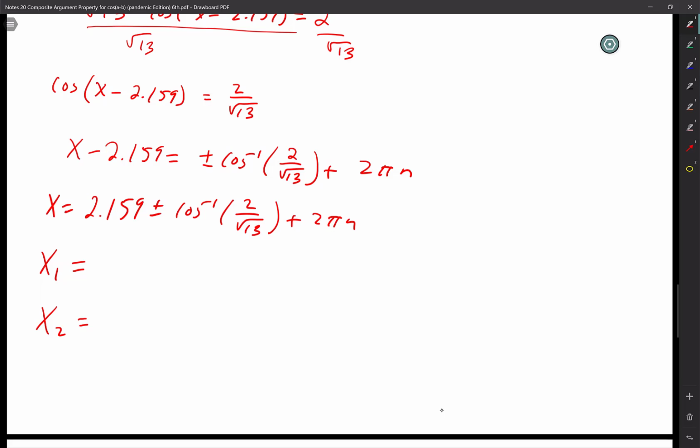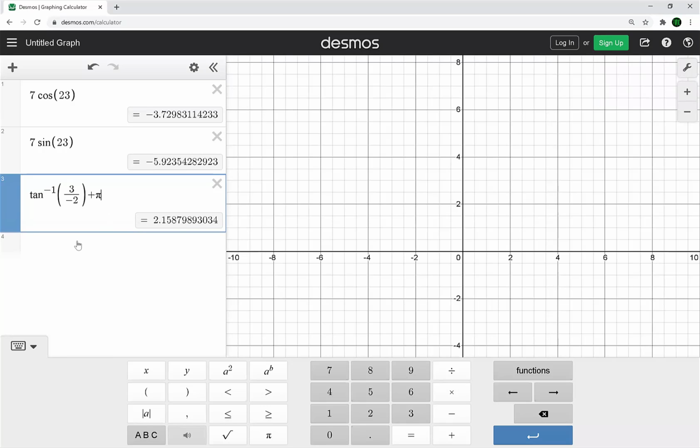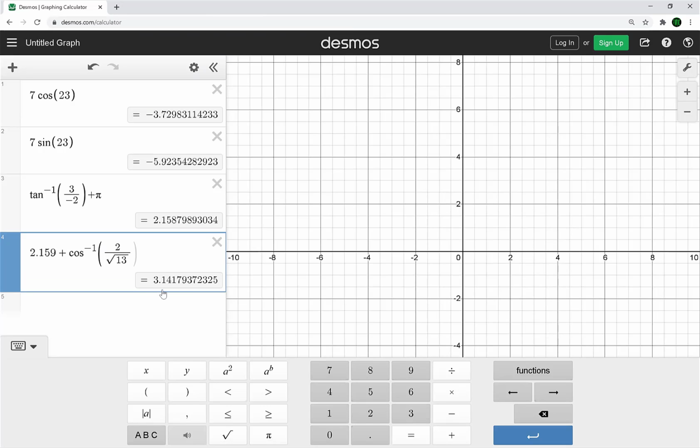All right, so here we go. All I'm going to do, guys, is just plug it into the calculator. And it's that simple. So let's see. I'm going to go back to Desmos and see if I can remember. So I want this number, 2.159 plus, did I have anything in front of the arc cosine? I didn't, right? Arc cosine of, was it 2 over square root of 13? Okay, 3.14, oh, I bet I would have gotten pi there maybe.